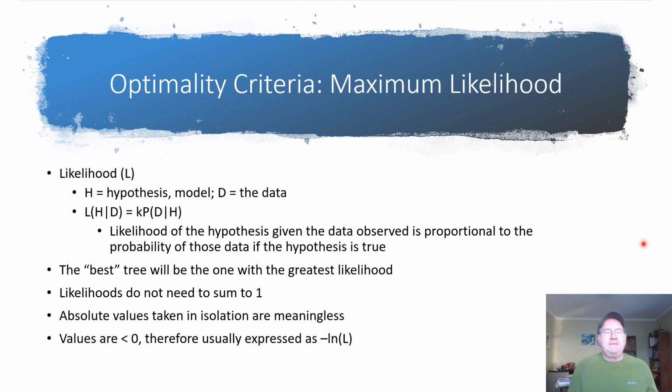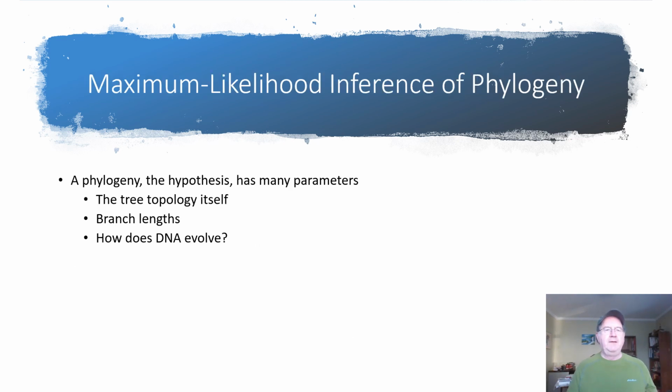Likelihood values are always less than 1, and so the log is less than 0, and so therefore they're usually expressed as the negative log of the likelihood. So you end up with a positive number for comparisons. So let's dive into this a little bit.